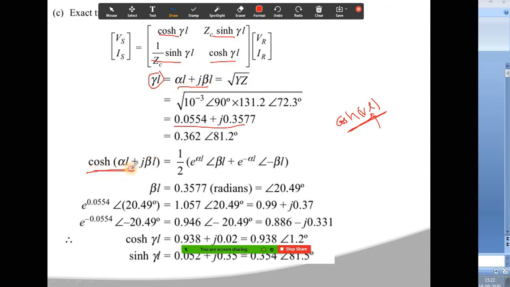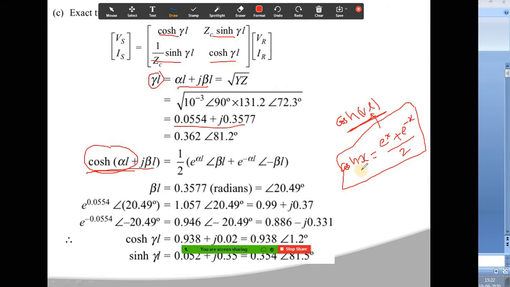So cosh of alpha L plus j beta L is equal to, now you know that cosh x can be written as e power x plus e power minus x by 2. You know this from trigonometry. The hyperbolic function cosh x is e power x plus e power minus x by 2. Now in place of x you substitute alpha L plus j beta L.